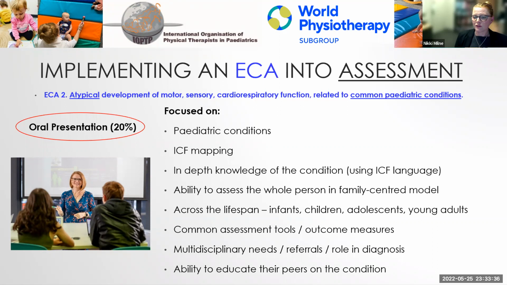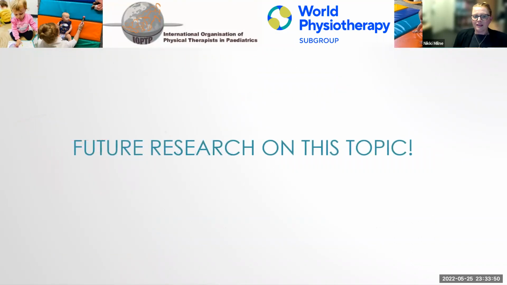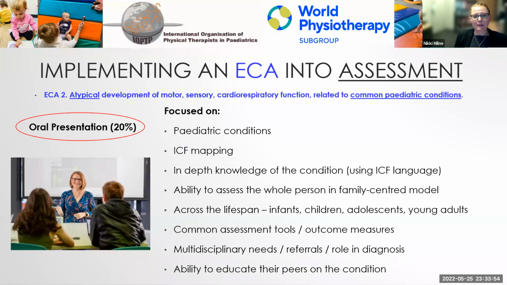They have to refer to the tools they're talking about and the multidisciplinary needs of the particular client they're focused on. And also we're looking at their ability to educate their peers on the condition that they're focused on. So that's an example of how we might integrate ECA2 with touching in some of the other ECAs, 3, 7 and 1 it might have been, that we're integrating into our curriculum for that particular subject area as well.